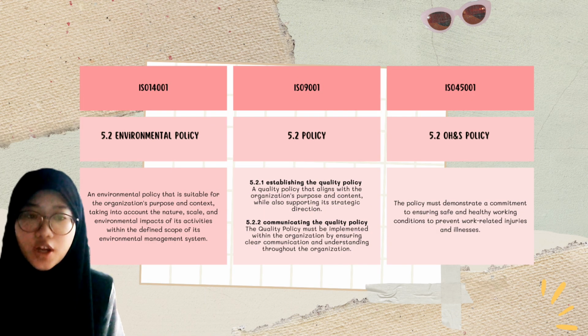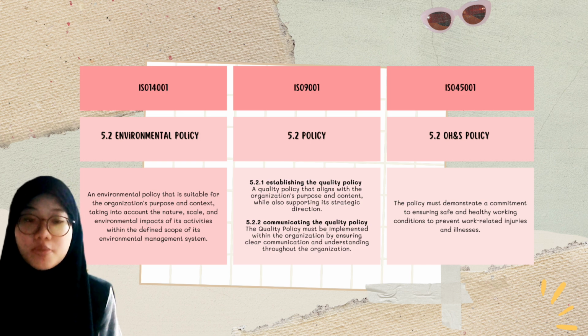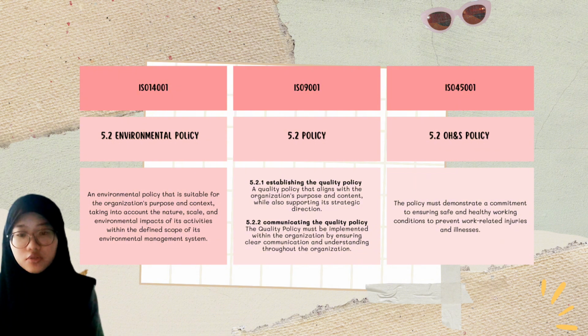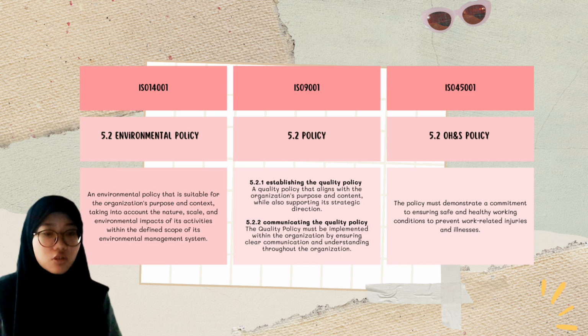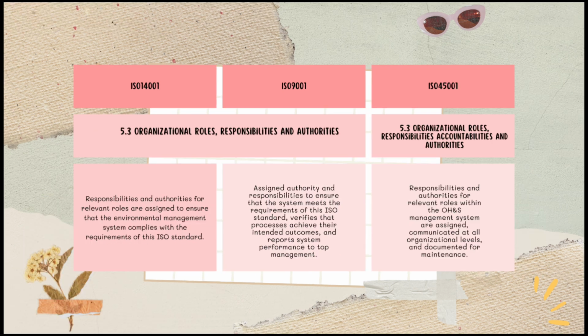5.2 Environmental Policy for ISO 14001. Environmental policy that is suitable for the organization's purpose and context, taking into account nature, scale, and environmental impacts of activities within the defined scope of EMS. For ISO 9001, establish the quality policy, so it aligns with the organization's purpose and context while also supporting the strategic direction. For communicating the quality policy, the quality policy must be implemented within the organization, ensuring clear communication and understanding throughout the organization. For OHS policy, the policy must demonstrate commitment to ensure safe and healthy working conditions to prevent work-related injuries and illness.